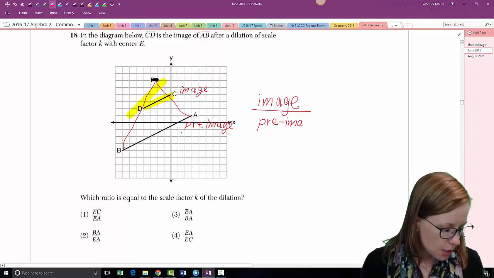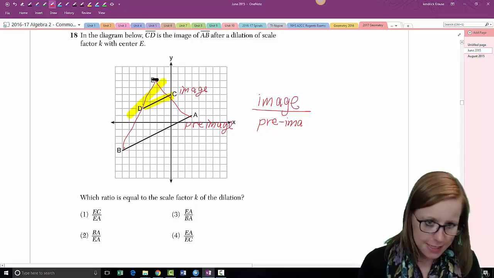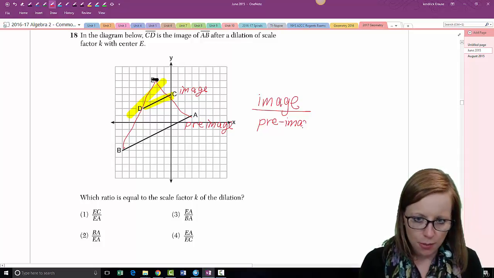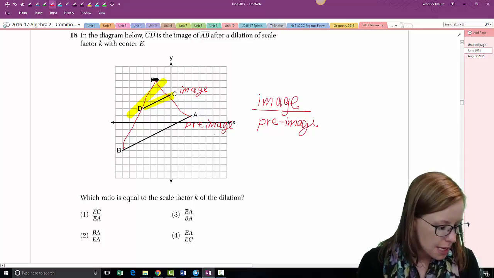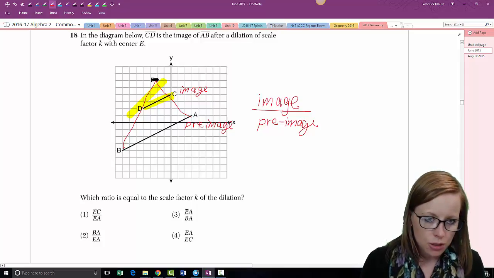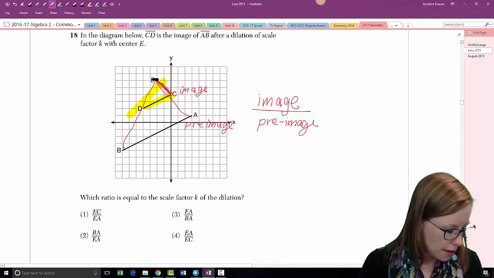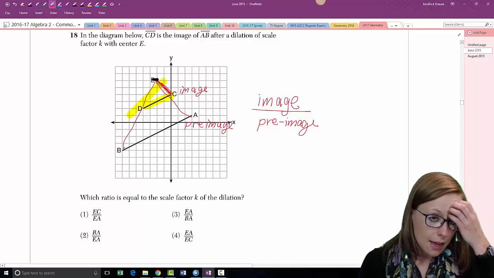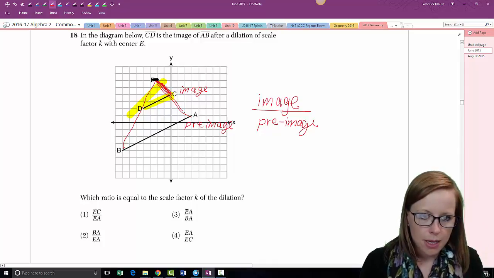Which is equal to the scale factor of K? The scale factor is equal to the image over the pre-image. So the image is EC, part of the image, E to C. Is E to A part of the pre-image? Oh, yeah, it is. So this is actually going to be choice 1 again.